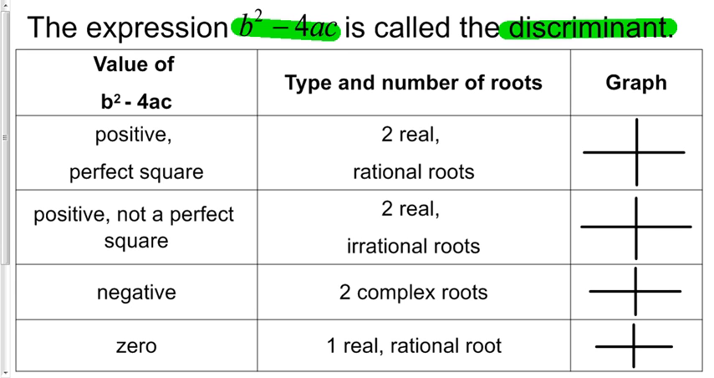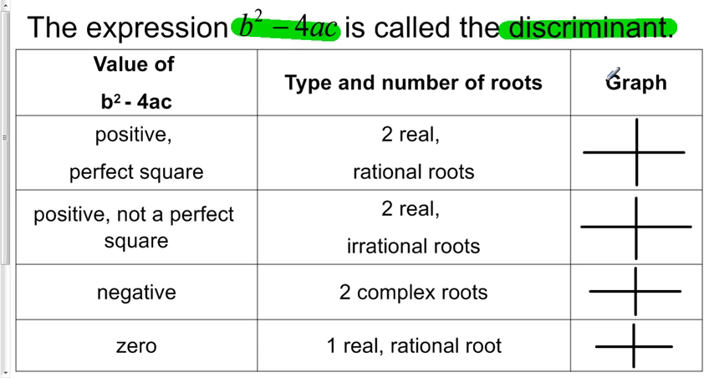Okay, so we can actually figure out the number and the type of roots for a quadratic equation using what we call the discriminant. The discriminant is the expression b squared minus 4ac. It's exactly what's underneath the square root sign in the quadratic formula. So if that discriminant is positive, and if it's a perfect square, we know that that square root will simplify and you'll get 2 real rational roots.